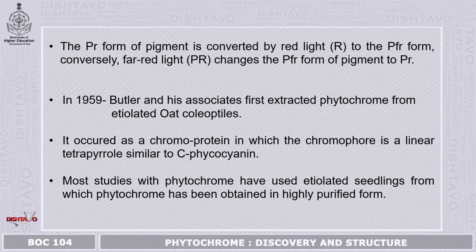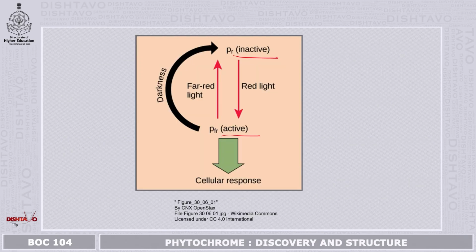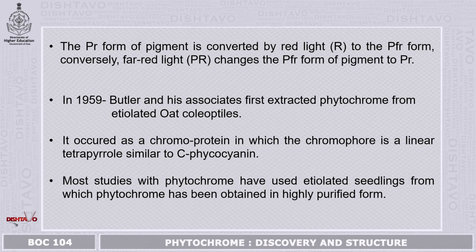The PR form of pigment is converted by red light to the PFR form. So if you see over here, the PR form is converted to PFR form in the presence of red light. Conversely, far red light changes the PFR form of the pigment to PR.